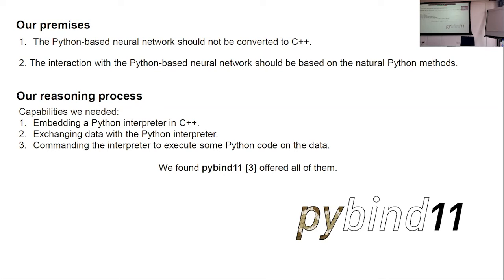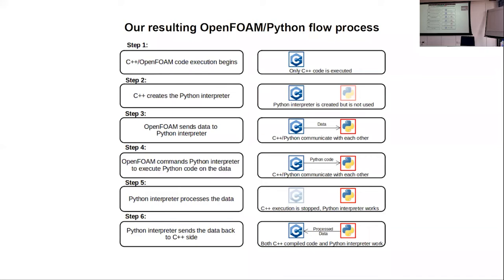We came up with this six-step approach. It's relatively simple. Basically, we start by running an OpenFOAM simulation, as usual. At some point, a Python interpreter is created, but is not used. So it is basically existing, but we are not using it. Then we send some information from OpenFOAM to the Python side. Then we send the Python command that we want to be executed on that data. We wait until the execution is completed, and then we retrieve the information back to the OpenFOAM side and continue with the OpenFOAM simulation.